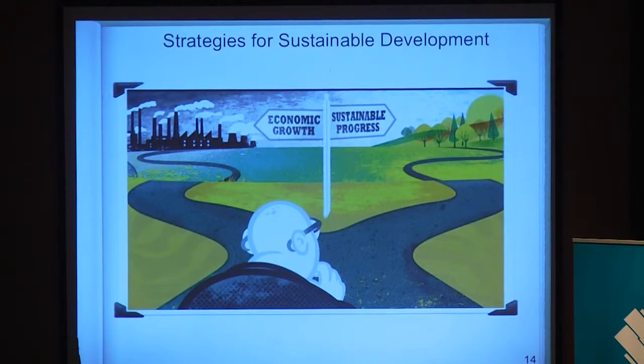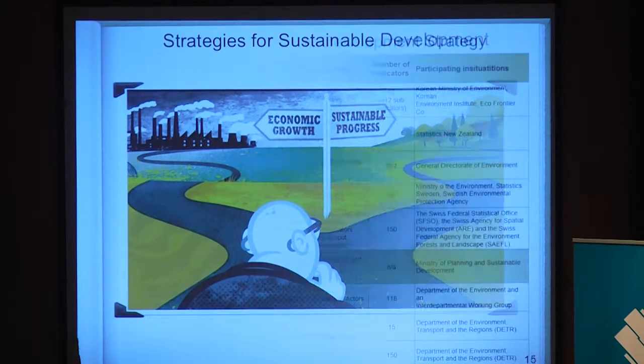So, a sustainable development strategy. What direction should we take? Well, according to Ban Ki-moon, sustainable development offers a framework to generate economic growth, social justice, environmental stewardship, and strengthen our governments.